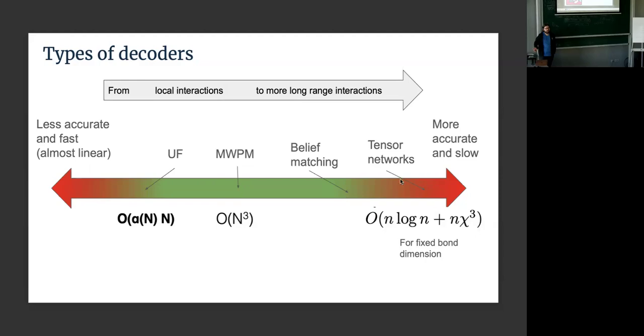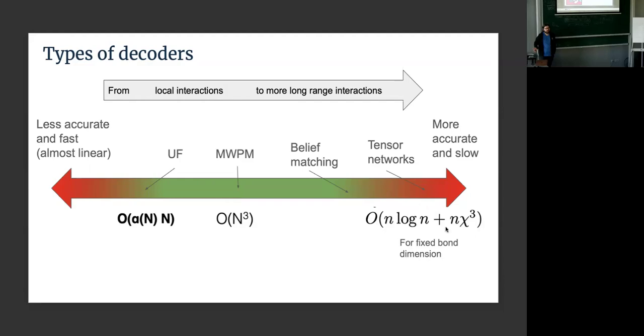And then finally we have tensor network approaches. Because again we are planar, we can relate decoding a syndrome to some partition function. Then we run over the planar graph, we run some boundary MPS with fixed bond dimension, and say okay, we are done.